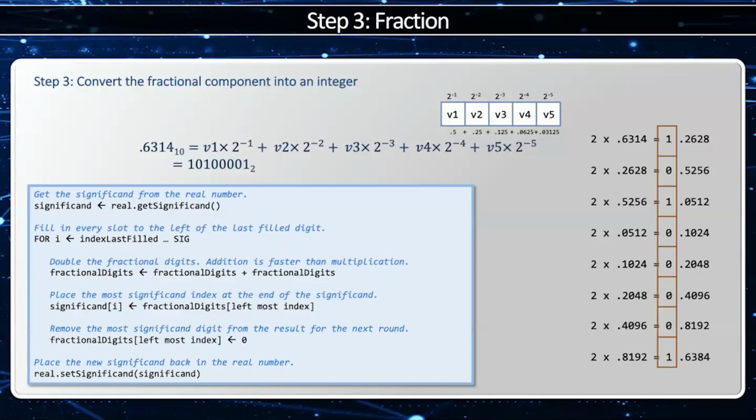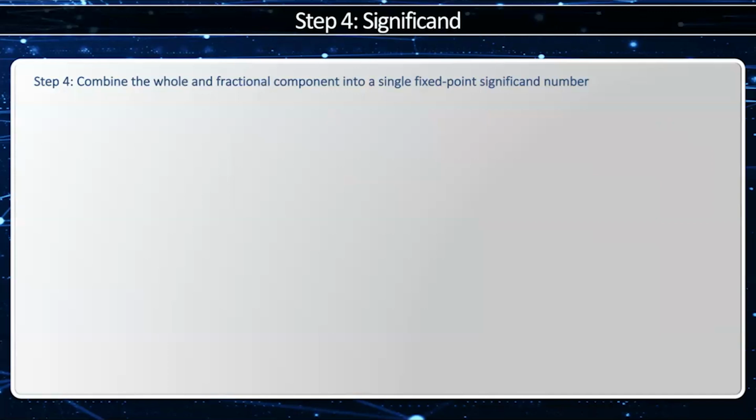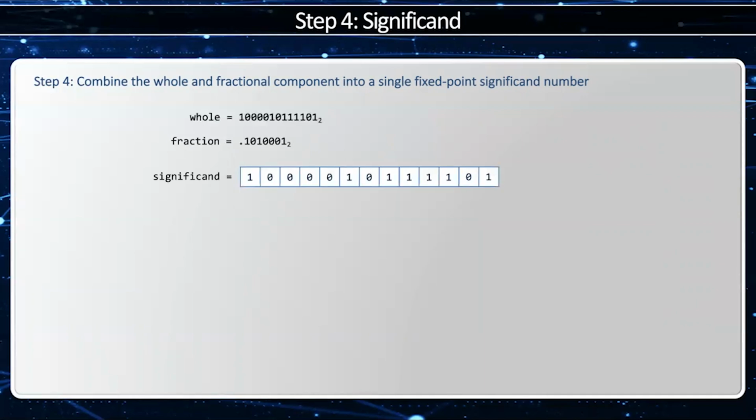And when I'm finished, my array of bits, in this case 101000001, is going to be my fractional component. Okay, step 4. I'm going to combine the whole and fractional components into a single fixed point number. Let's remember my whole, which I computed earlier, is 1000010111101 base 2, and my fraction is 0.1010001, and so my significand will be the whole component plus the fractional component.